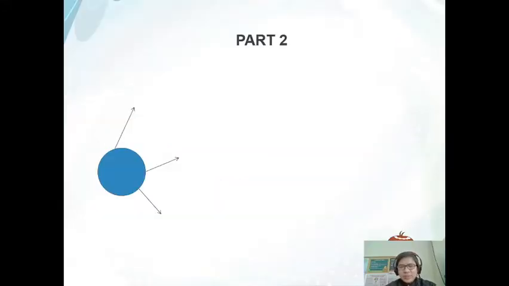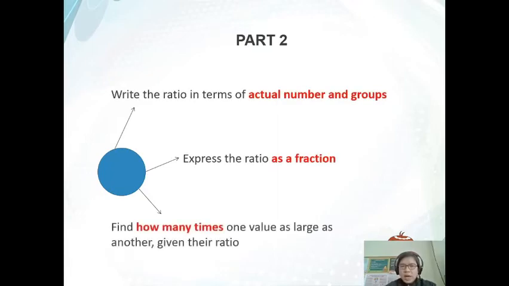Okay, so in part 2, we have talked about the goals of ratio and fraction. There are three goals that we are studying in this lesson. The first one, write the ratio in terms of actual number and groups. The second one is expressing the ratio as a fraction. And the third one, find how many times one value is as large as another if we have the ratio. So what is part 2 all about? Part 2 will talk more about the last one, finding how many times one value is as large as another.